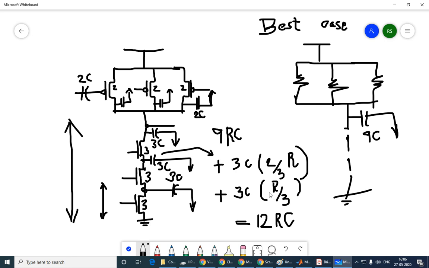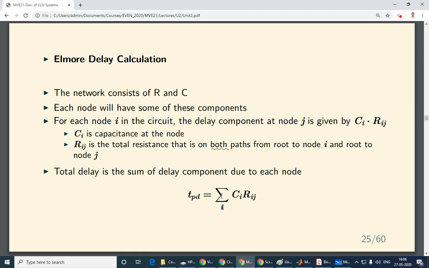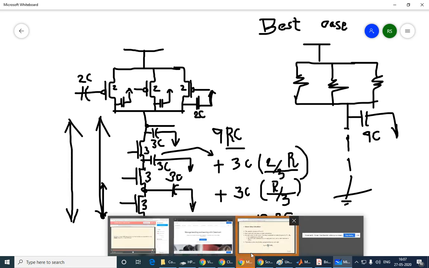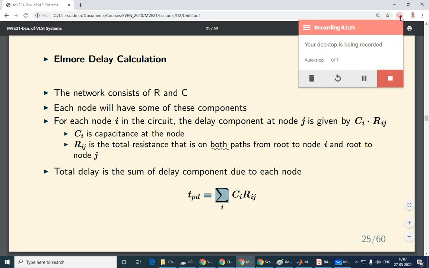However much is common between the two, only that much resistance you put. So in one case we put R/3, one case we put 2R/3, another case full R, because in that case both the paths were the same. So both of them had the same amount of resistance, R/3, R/3, R/3, that is this case. So the total delay is a sum of all those three, which is what we see here as the summation term. And in this particular case, the worst case delay is given by 12RC. Okay, so we will stop here.